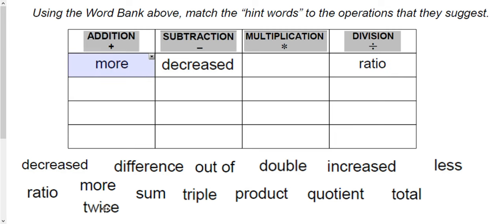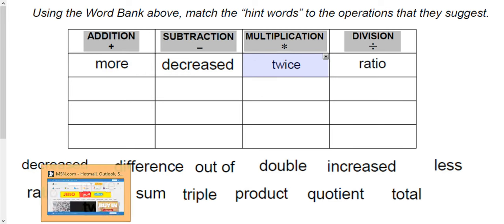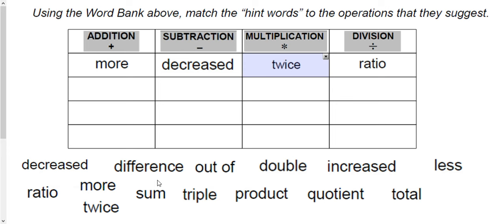Twice is a good one. Twice means 2 times. That's multiplication. Difference, subtraction. The difference in our ages, we would subtract them. Sum is the proper name for addition in mathematics. If you have a sum, you're adding something.